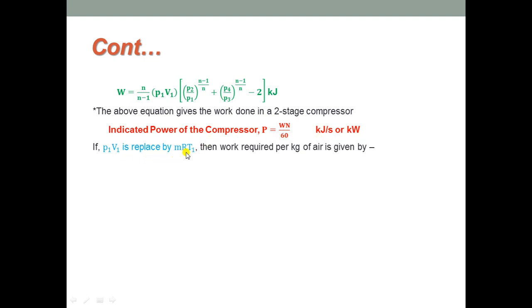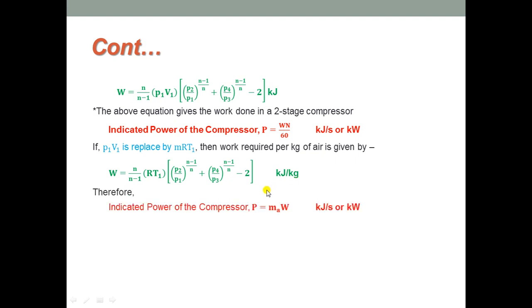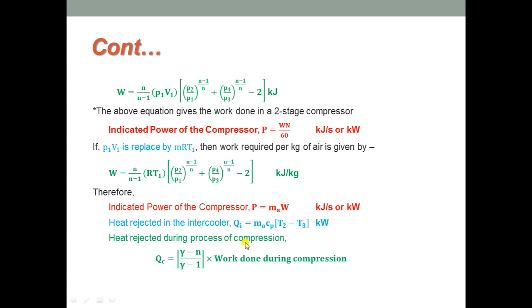If P1V1 is replaced by mRT1, then work required per kg of air is given by this expression. So P1V1 is replaced with mRT1, m is taken as unit mass, so you will get the expression in terms of kilojoules per kg. Therefore, indicated power of the compressor is given by ṁa into W. W represents work, m represents mass, and heat rejected in the intercooler is given by ṁa into Cp into (T2 minus T3) in terms of kilowatt, and heat rejected during the process of compression is given by (gamma minus n)/(gamma minus 1) into work done during the compression process.